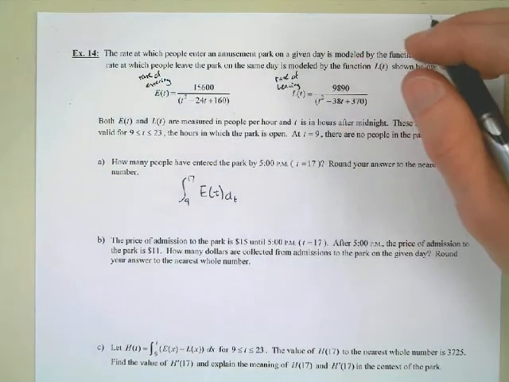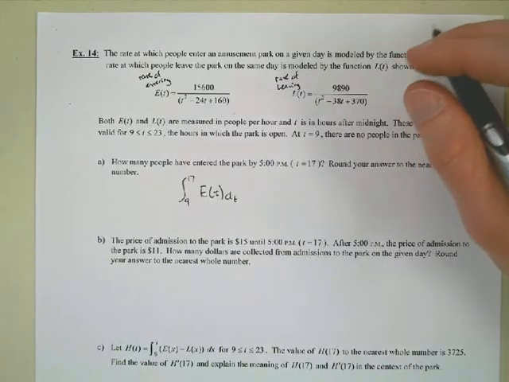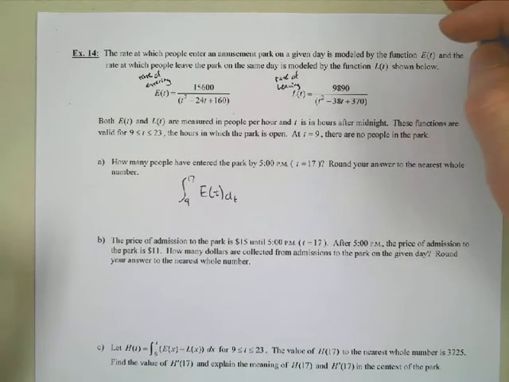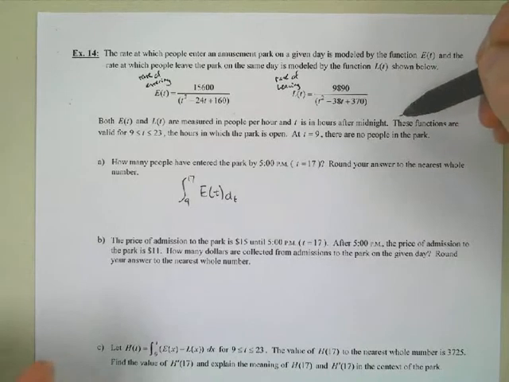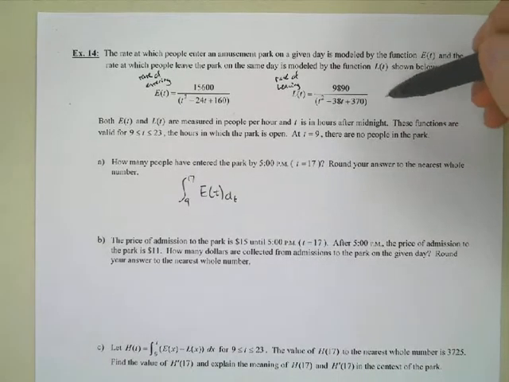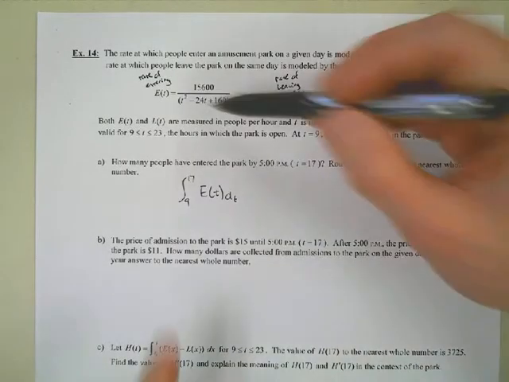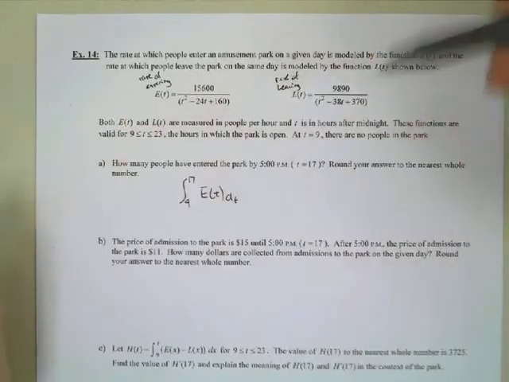Why not 0 to 8? Because time t is hours after midnight. When you integrate from 0 to 8, that's from midnight to 8 a.m. The park's not even open yet. These functions are not valid until 9 to 23. You see the difference there?